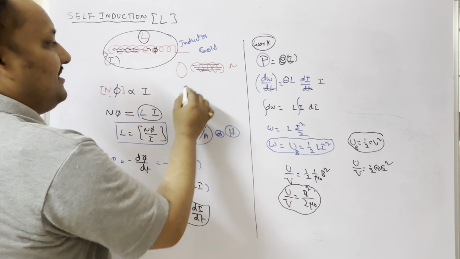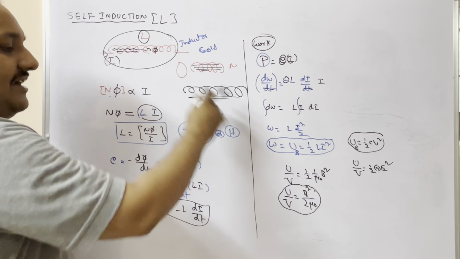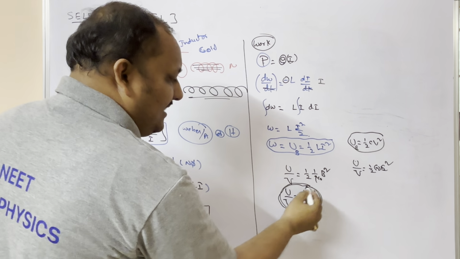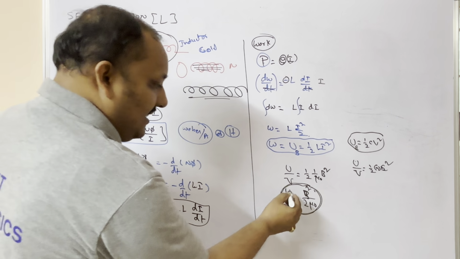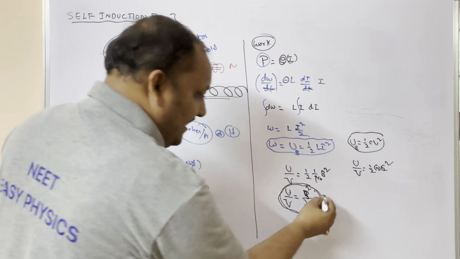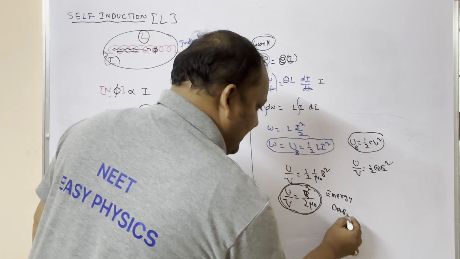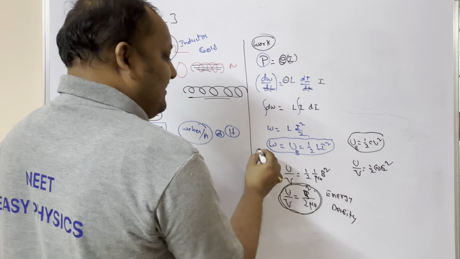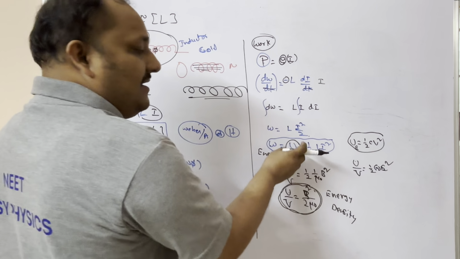This coil volume is different. So volume is nothing but area into length. Therefore, this is the energy stored per unit volume, energy density we will call. Magnetic energy stored per unit volume. So energy density is different, energy is different. So which energy is this? Energy stored in the form of a magnetic field.